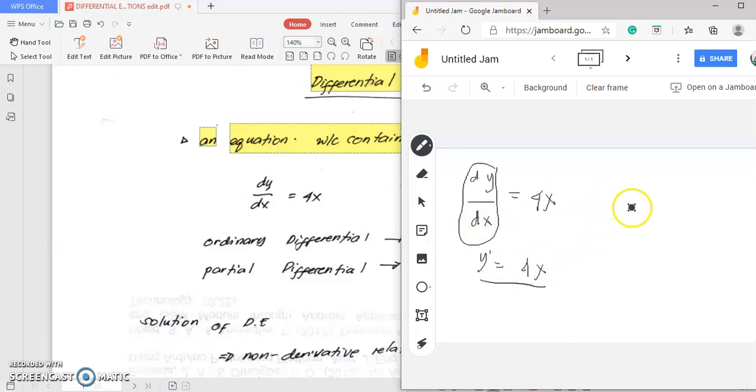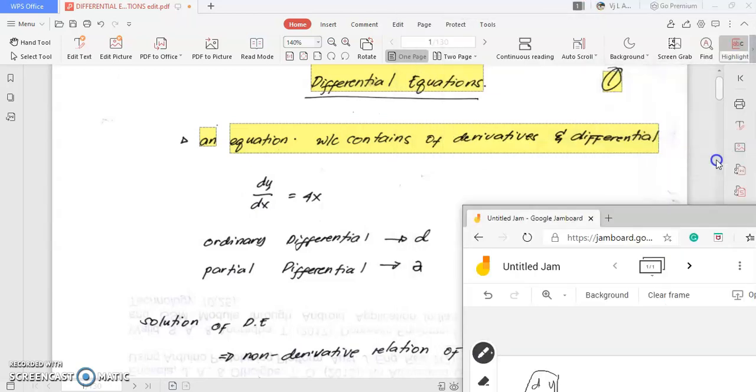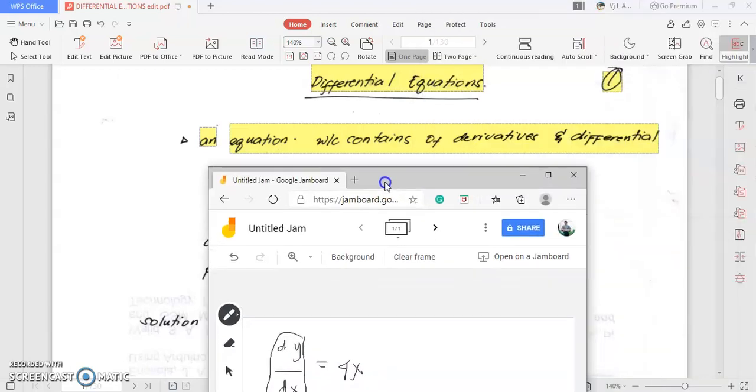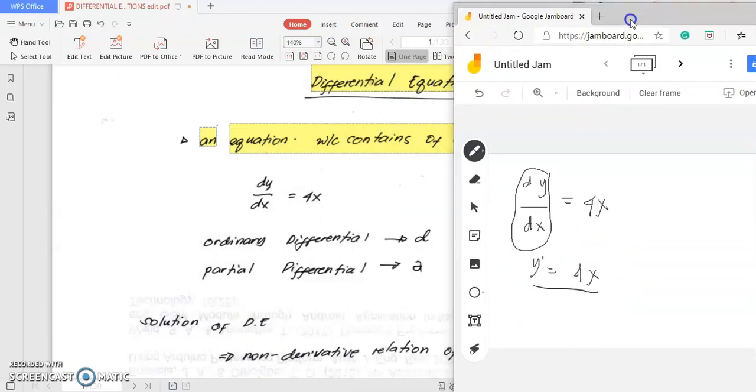Or what is really differential equation? Differential equation is just the separation of the different variables and combining them into the same variables, with derivatives and differentials. It contains derivative and differential. So, what we will do is just to separate. In order to separate this one, you have dy here, equals 4x. Then, your dx will be transposed to the other side.